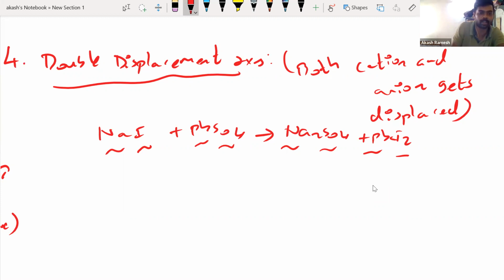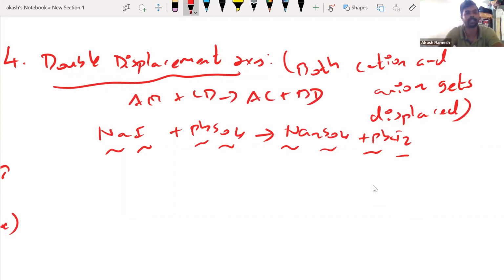So if at all you want a general equation, I can write like this: AB plus CD gives, say, AC plus BD, something like that, right? This is B, if I can write it properly. Okay, right? So this is what is called your double displacement reaction.